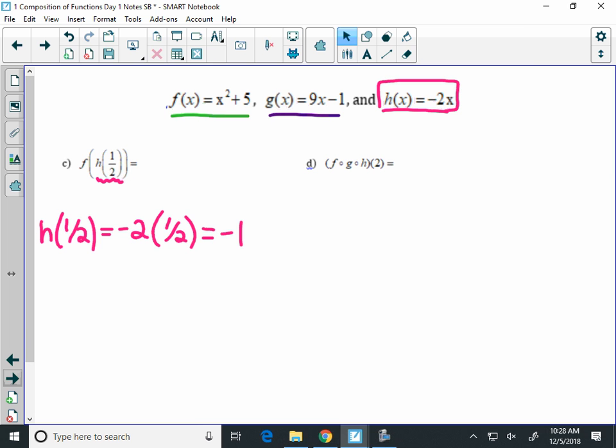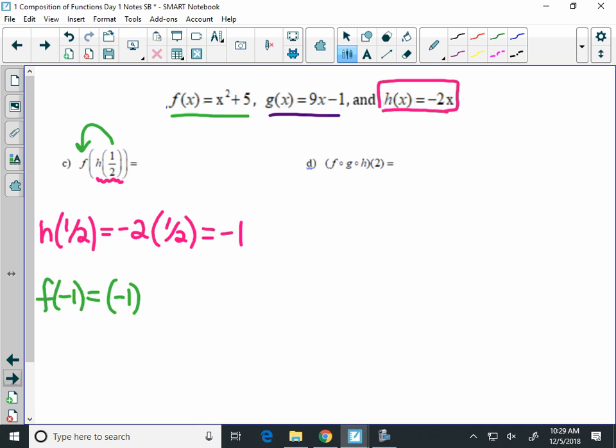Now you want to take that value of negative 1 and put it into the function of f. So you're going to find f of negative 1. When I put negative 1 into the function of f, remember you always put the value you're putting into a function in parentheses. So negative 1 squared plus 5. Negative 1 squared is positive 1, plus 5, which equals 6. That is the value of the output.